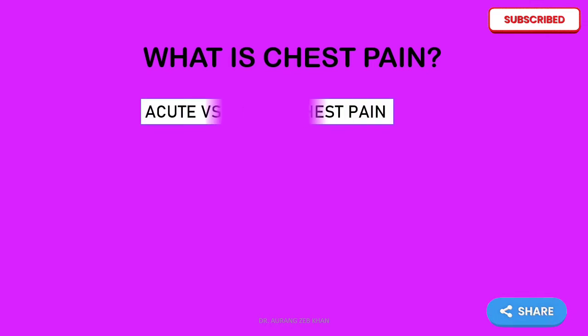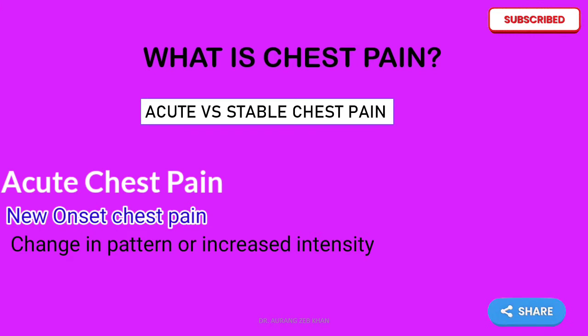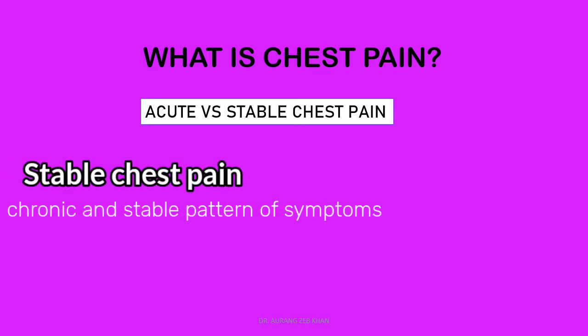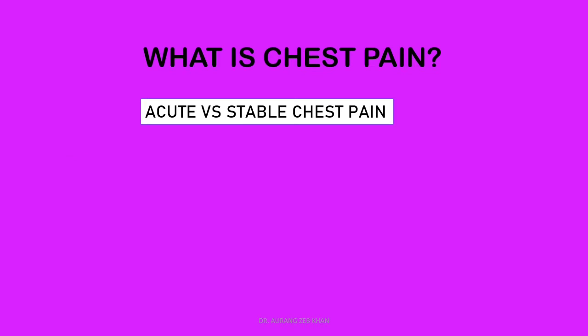What is chest pain? The most important step is to differentiate between acute and stable chest pain. Chest pain should be considered acute when it is new onset or involves a change in pattern, intensity, or duration compared with previous episodes in a patient with recurrent symptoms. On the other hand, chest pain should be considered stable when symptoms are chronic and associated with consistent precipitants such as exertion or emotional stress.